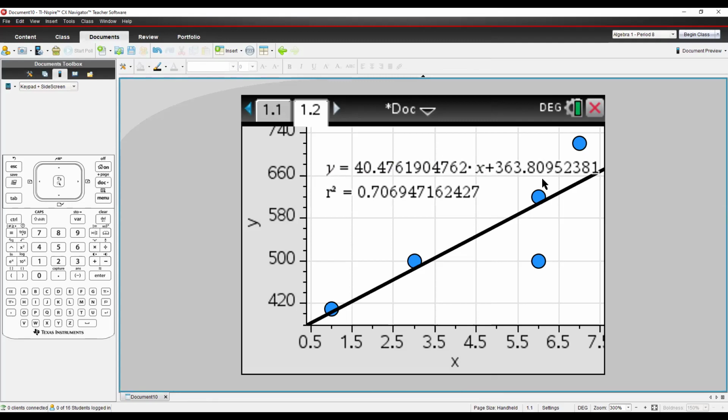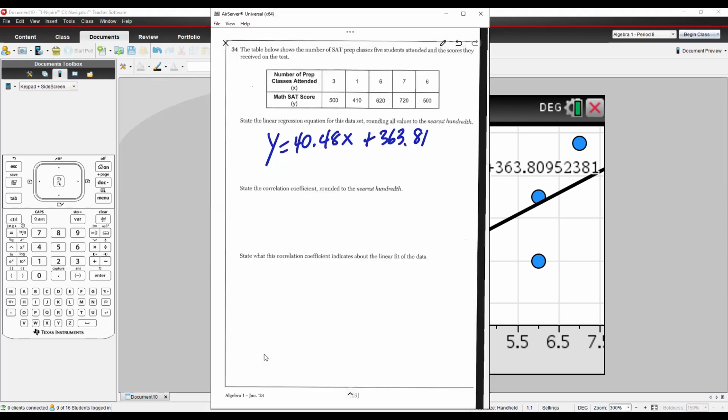40.48x. Now we're going to come over here to the y-intercept, and it's going to be 363, and we have to round this to the hundredths place. The 0 is in the hundredths place, so you look to the right, it's a 9. So you're going to add 1 to the 0, so this is going to be 363.81. All right, so this is your equation. This is what you should write: 40.48 times x plus 363.81. This is 2 points, if you can round it and come up with the equation like that.